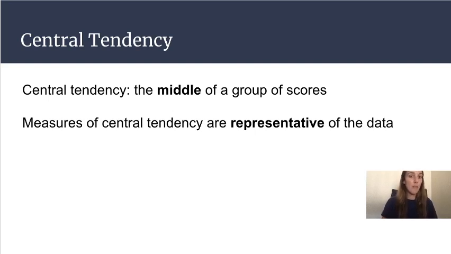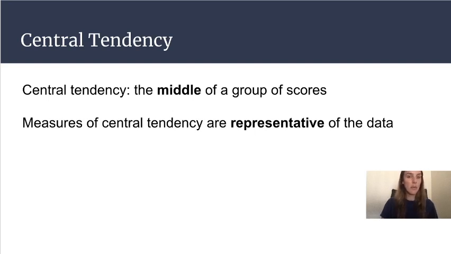Central tendency means the middle of a group of scores. Measures of central tendency are meant to represent the data. They are meant to be representative of the data. So we're going to talk about 3 different types of central tendency here: the mean, the median, and the mode. Perhaps terms that you've heard of before. So we're going to get a reminder on how to calculate these terms, but we're also going to think about what they are and what they do, and the limitations of each.